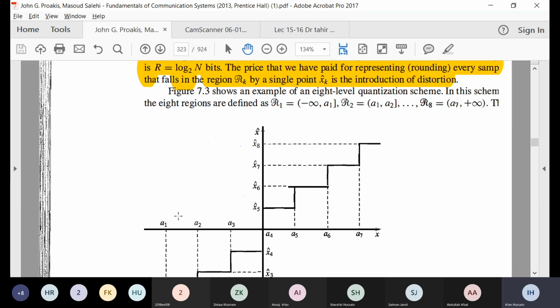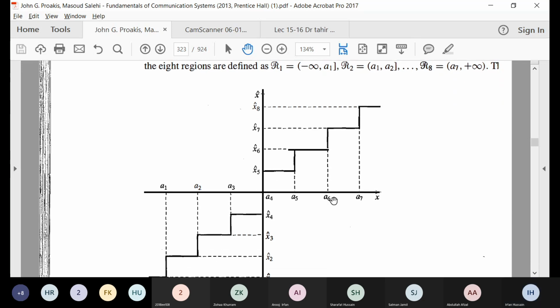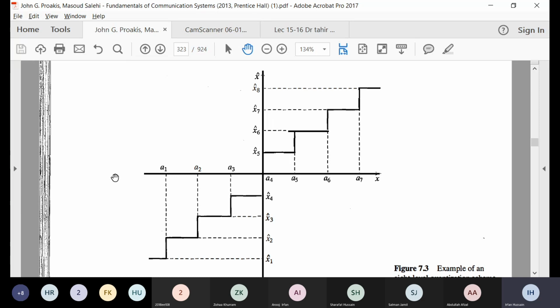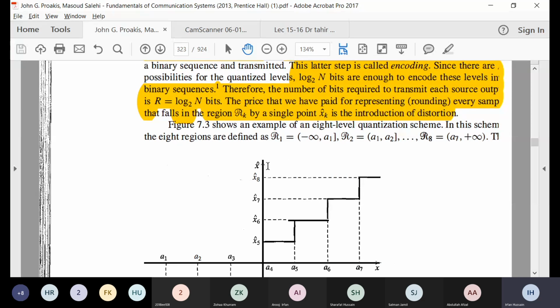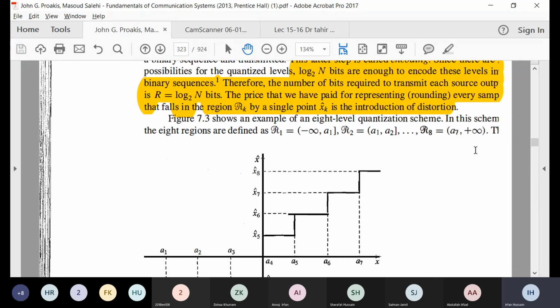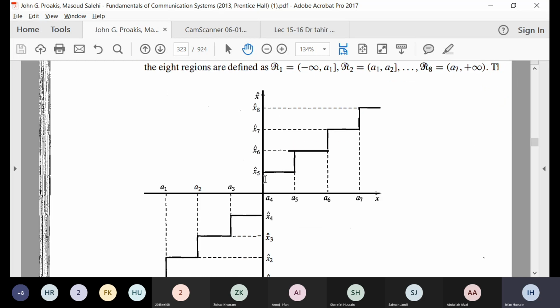So assume that I am using an 8-level quantization scheme. So these are the amplitudes from 0 to A1. The amplitude of the input signal, you will be representing by x1 hat. From A1 to A2 you will be representing by x2 hat. From A2 to A3 you will represent by x3 hat, and so on and so forth. These are the continuous amplitudes, and these are the quantization levels or the discrete amplitudes which are representing those continuous values. The regions, you can see here, because you have 8 different values, you will have 8 different regions, and all of them are described here.